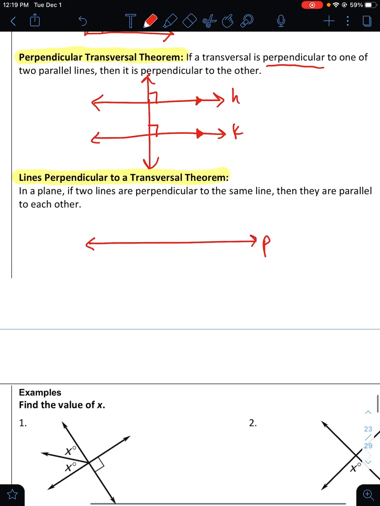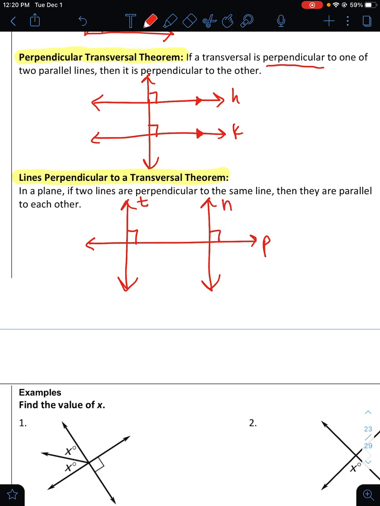Let's just call that line P. So this says if you have two separate lines perpendicular to the same line. So I'm going to draw a line here perpendicular to P. Okay, we'll just call it line T. If this line is perpendicular to P and I have a second line also perpendicular to line P, let's just call it N.